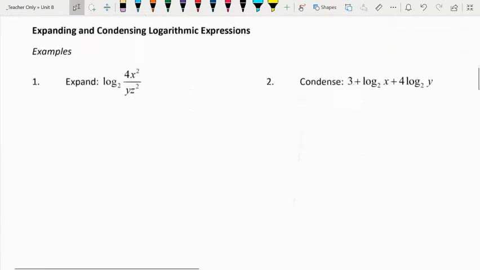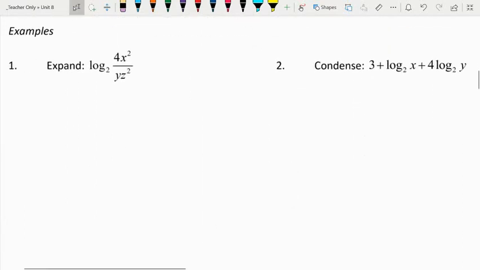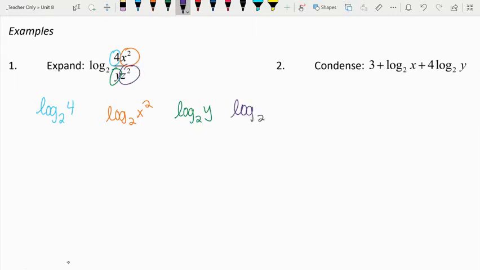Let's talk about expanding and condensing. You will be asked to expand occasionally, and that just means that you want to make it as long as possible. I want to come up with the longest version of what we have here. Essentially, you're putting each piece apart. I'm going to write it with log base 2 of 4, then log base 2 of x squared, then log base 2 of y, and the last one is log base 2 of z squared.